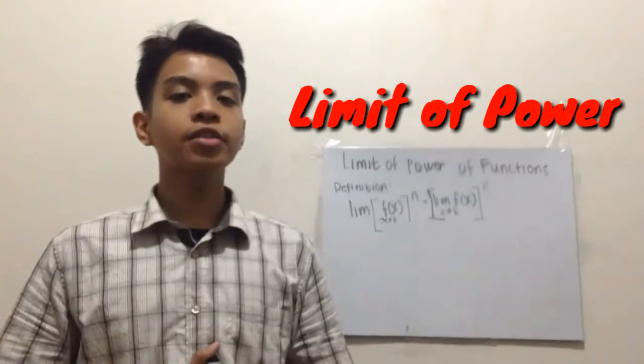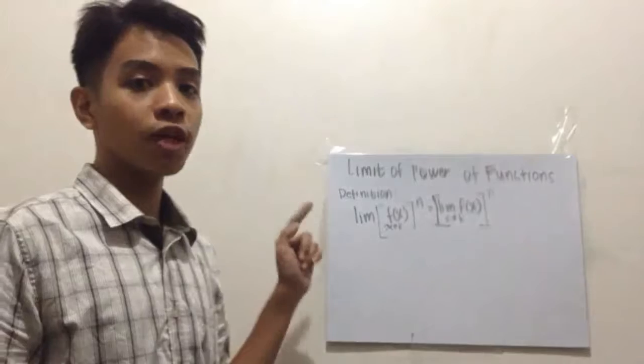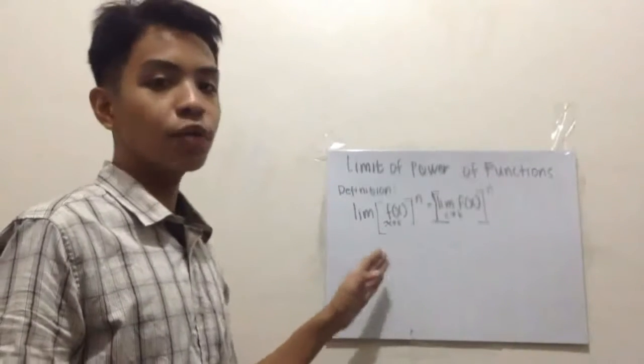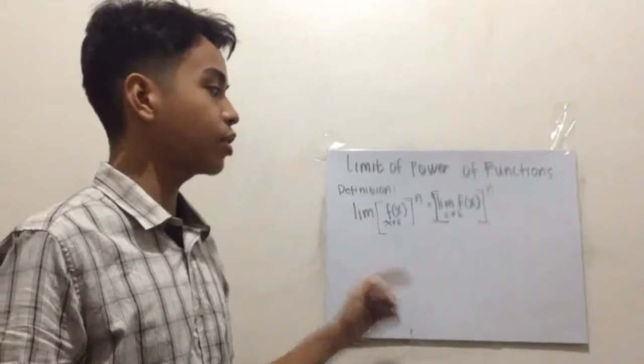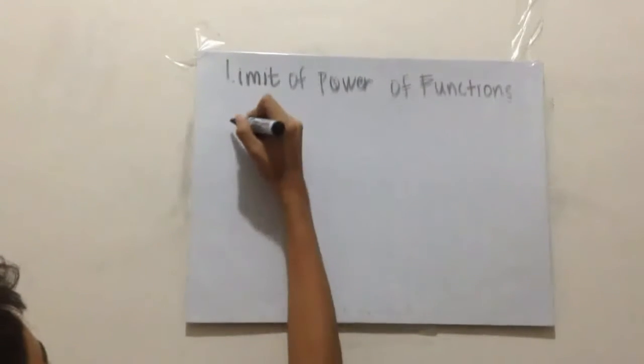Limit of power of a function. Definition: the limit of a function as x approaches k raised to the power of n is equal to the overall limit of a function as x approaches k raised to the power of n. Example number 1.